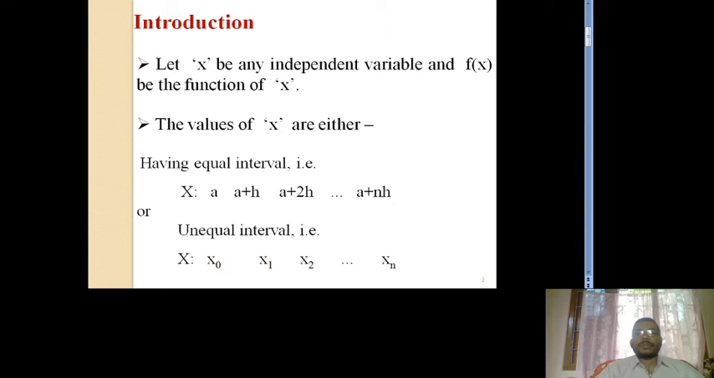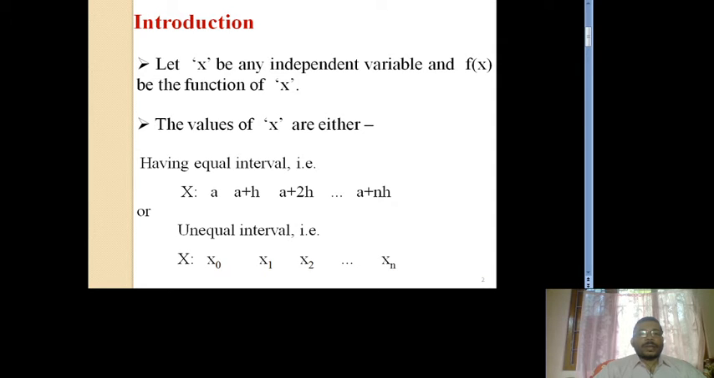Let x be an independent variable and f of x be the function of x. As we know, any variable may be considered as the independent variable and the function of the particular independent variable is the dependent variable. So, if we consider x be any independent variable, the function of x, that is f of x, may be considered as the dependent variable. In finite difference, the independent variable plays a very vital and important role.